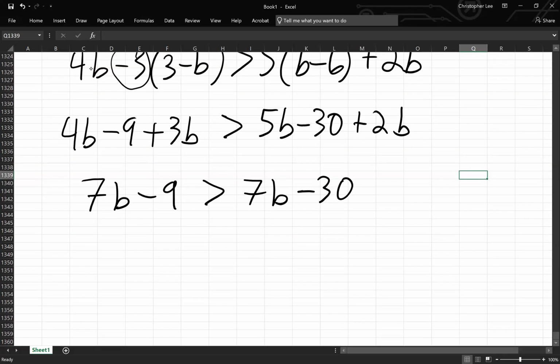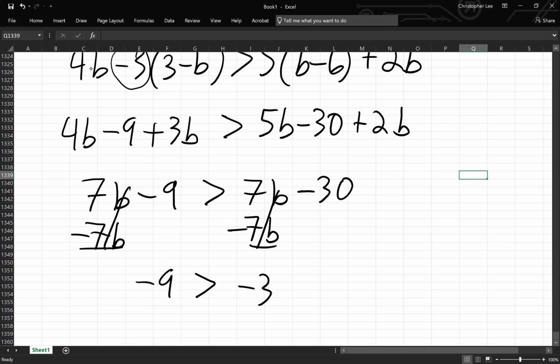And then I want to solve for b, so I'm going to subtract 7b from over here. What I do to one side, I've got to do to the other. So now I have negative 9 is greater than negative 30. Is this a true statement? Yes, it is. This is true.